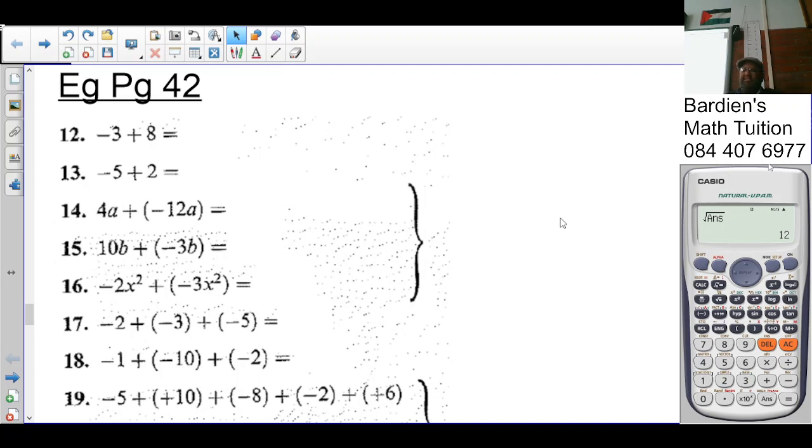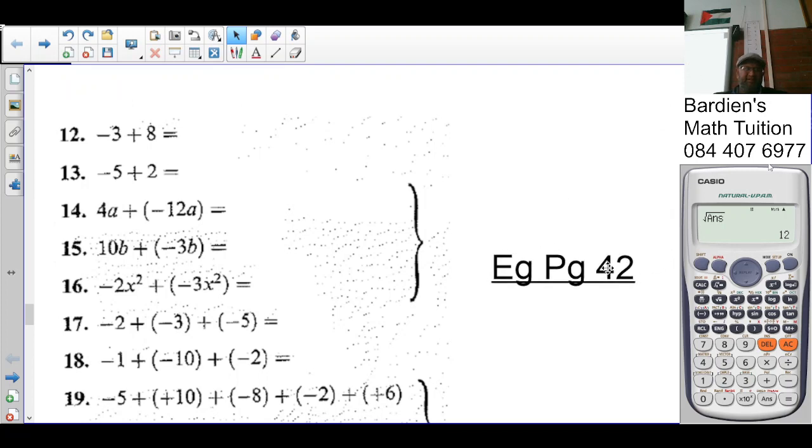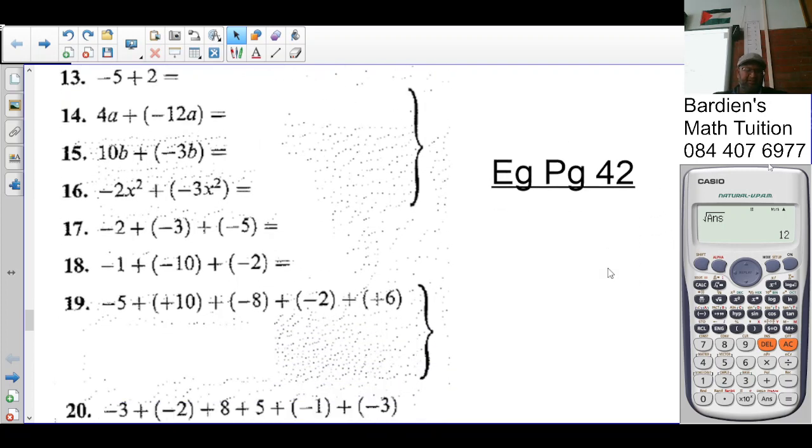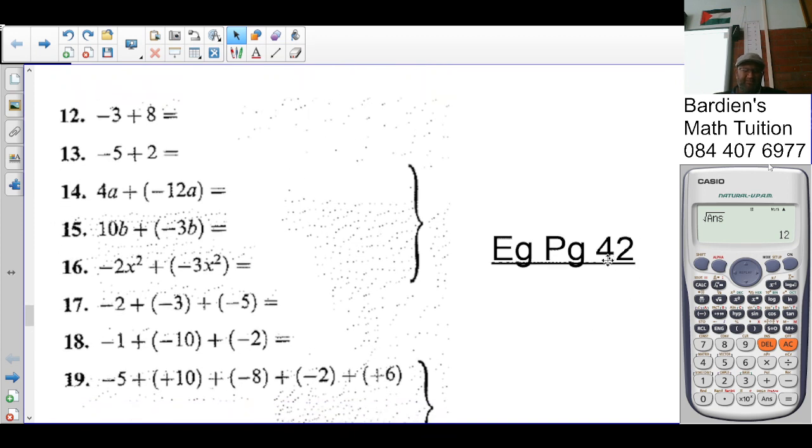Right, here are the next few sums from number 12 to 20. Okay, 20 is a bit lower than that. So 12 to 19.